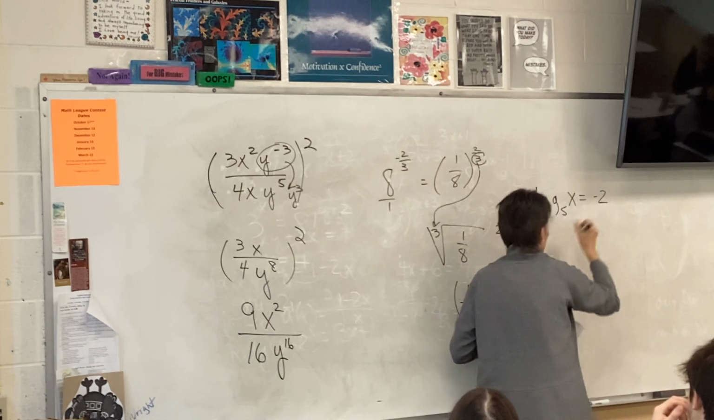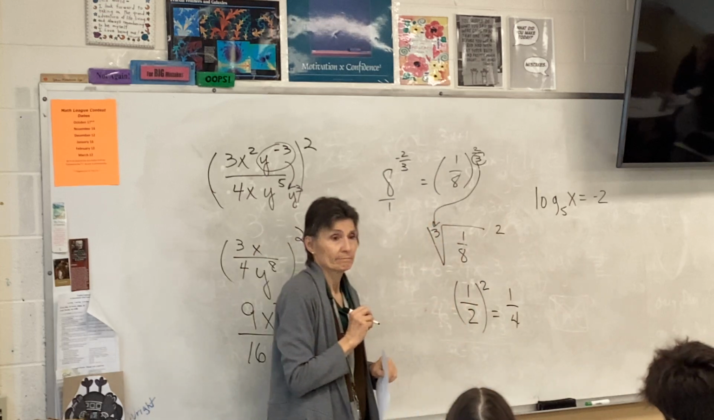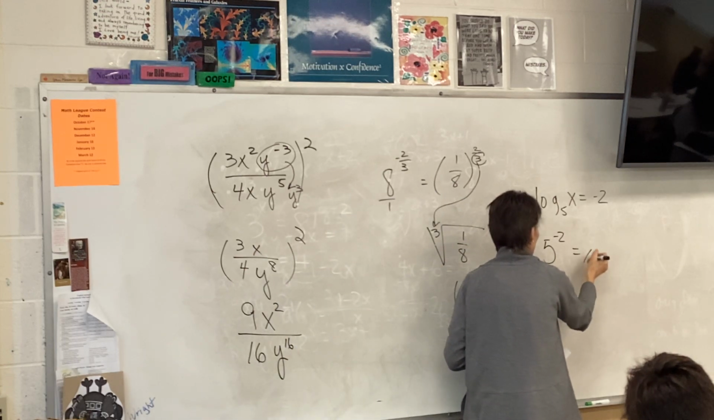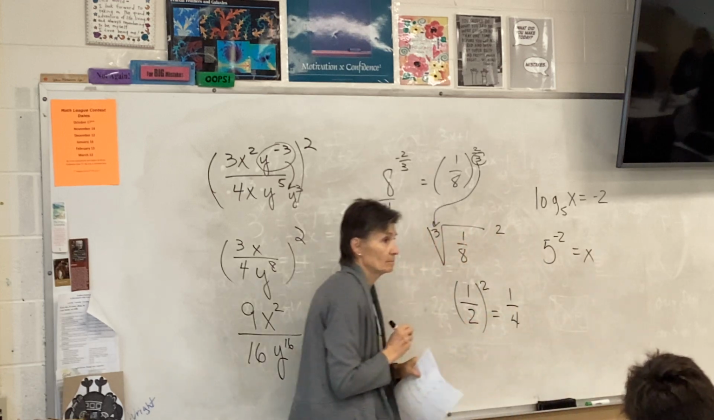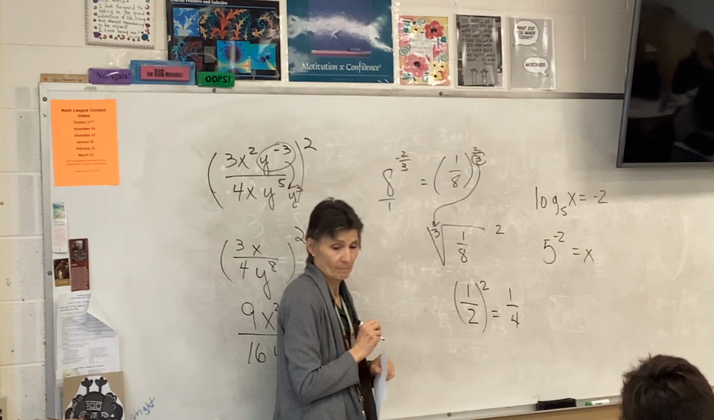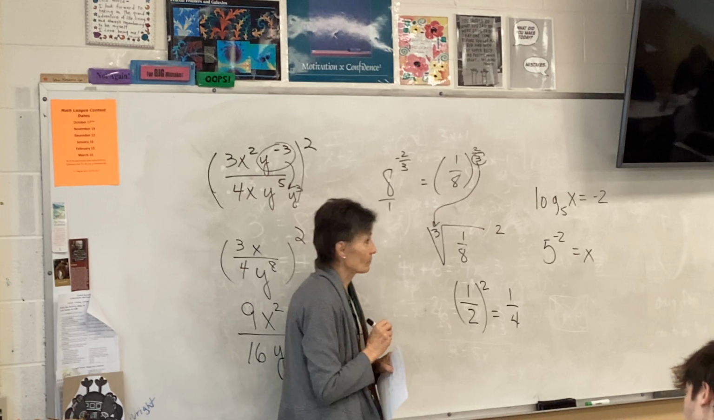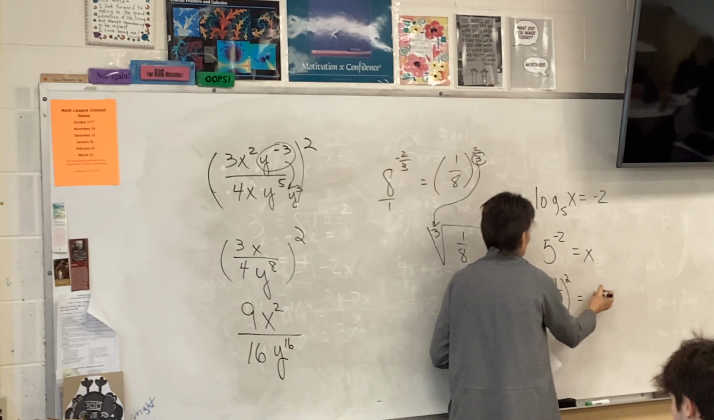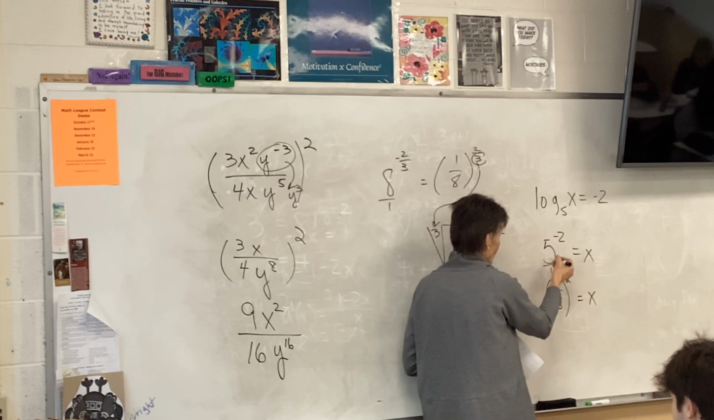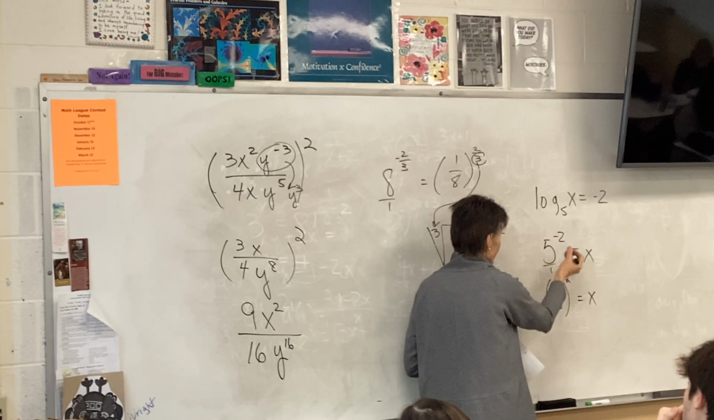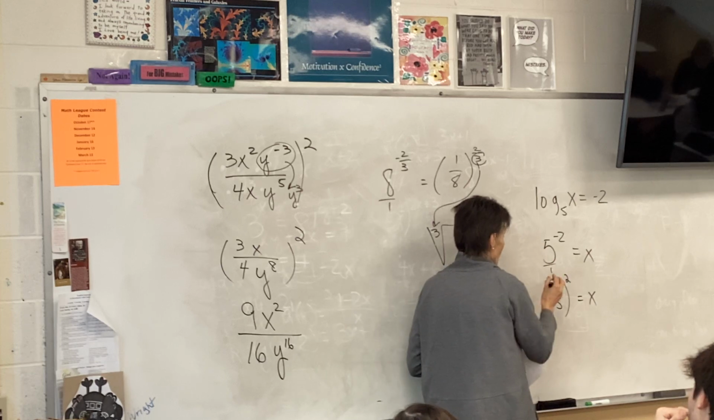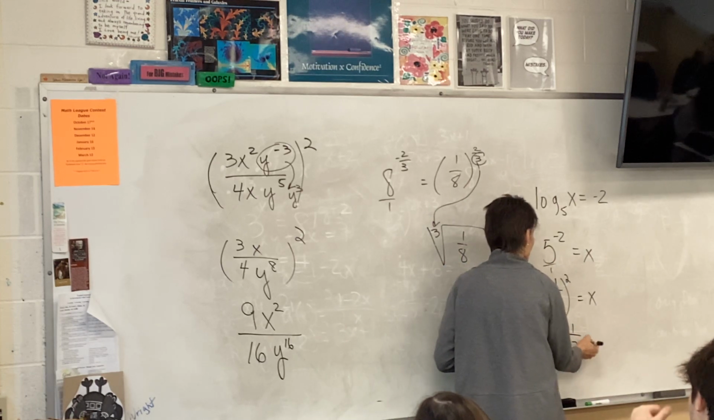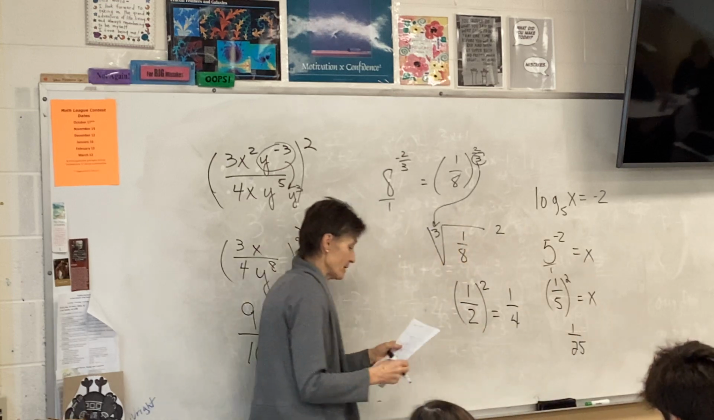All right, what do you want to do with this guy? 5 to the negative second equals x. Then it would be 1/5 because that's 1/5 squared. Remember, this is 5/1, so I'll make it 1/5. Now it's squared. So what's 1/5 squared? 1/25. Yep. That's your answer.